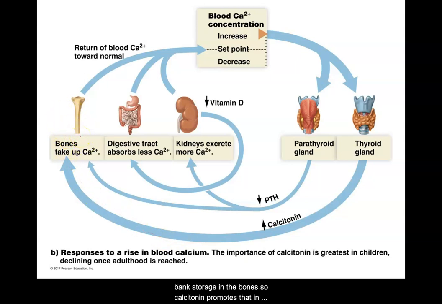So calcitonin promotes that. In addition, parathyroid hormone is inhibited or decreased, since we do not want to increase blood calcium levels. And all those subsequent pathways that I discussed are decreased as well as a result of that.